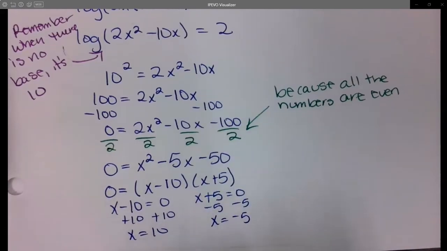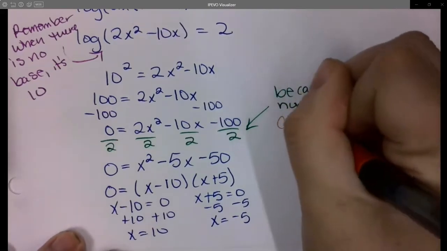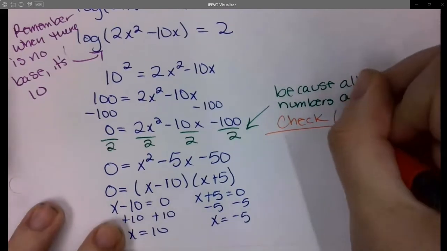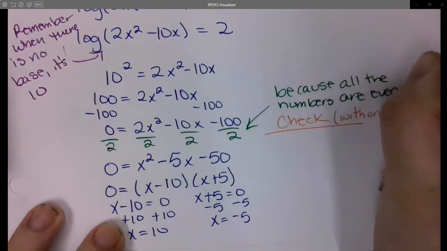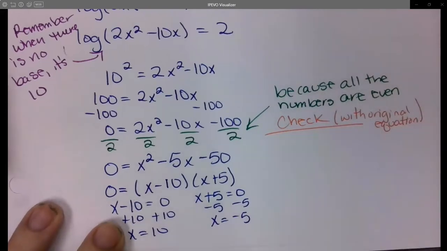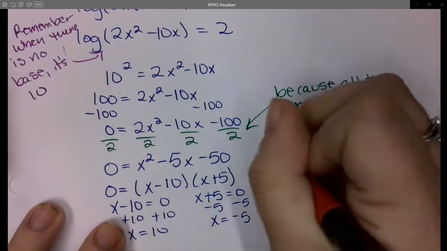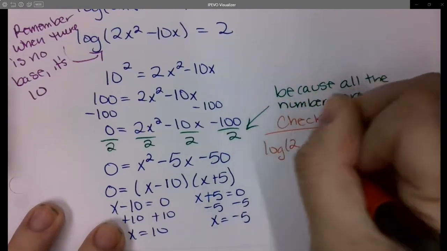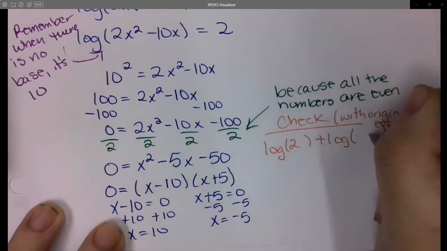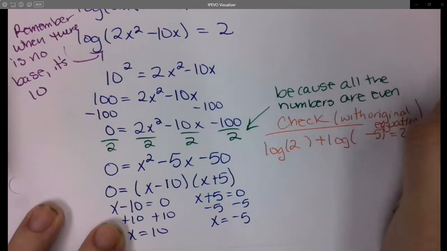When I get multiple answers, I need to go back and check my answer. So I am going to do my check. I'm going to first start off with the 10, and I plug back into the original. So I am going to do log of 2, and then I'm going to multiply by that 10, but I'm going to write it in a different color to show that I'm plugging it in. Log 10 minus 5 equals 2.